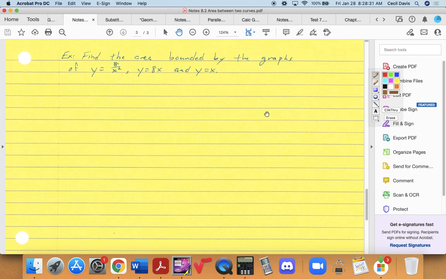So let's take a look at this one. Find the area bounded by the graphs of y equals 8 over x squared, y equals 8x, and y equals x. A straight line. All lines are straight.